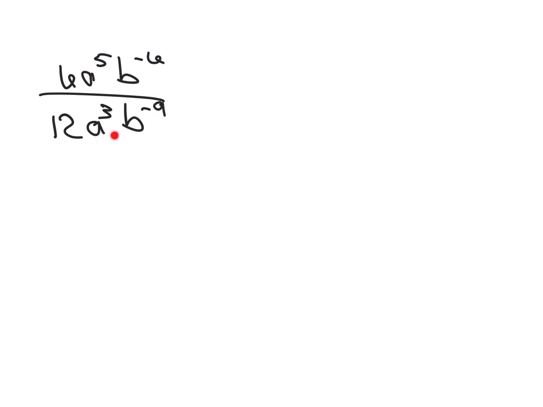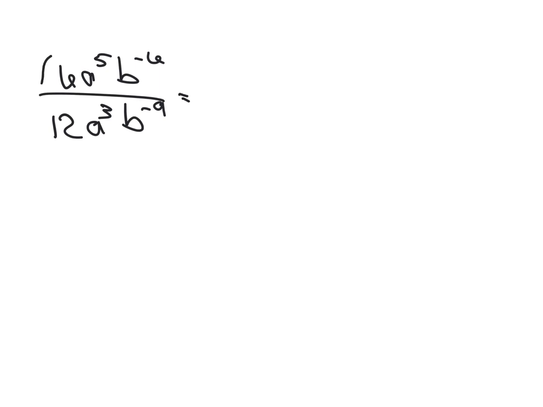So 6a to the 5th b to the negative 6, this is number 13 in the examples, over 12 a cubed b to the negative 9. Okay, so first thing I want to do is determine if there's anything in the top here that I can do to simplify. There's not. Is there anything here that I can do to simplify? There's not. I can't combine anything. So let's go across the division sign there.